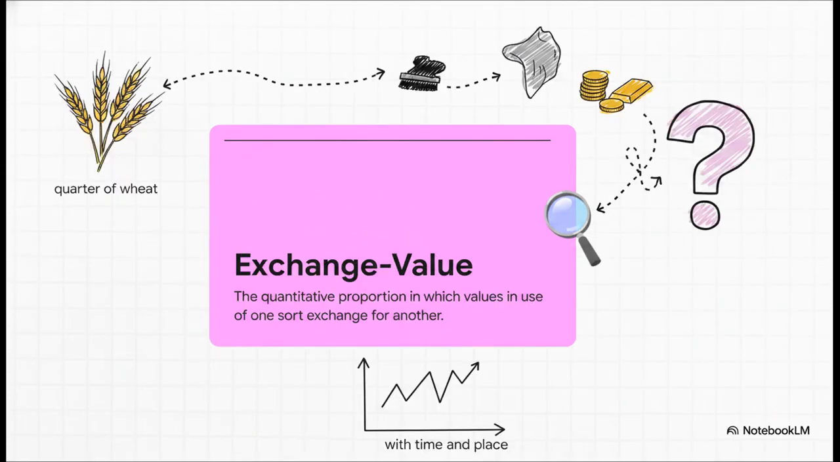But then we have the other half, exchange value. And honestly, at first glance, the text notes this feels totally accidental. It's the quantitative proportion in which one useful thing is traded for another. Why does it feel so accidental to a casual observer? Because a quarter of wheat might trade for a pound of silk in one century, and an ounce of gold in another, and maybe a software license in a third. These proportions constantly change with time and place, making it feel like exchange value has absolutely no intrinsic connection to the physical properties of the wheat itself.